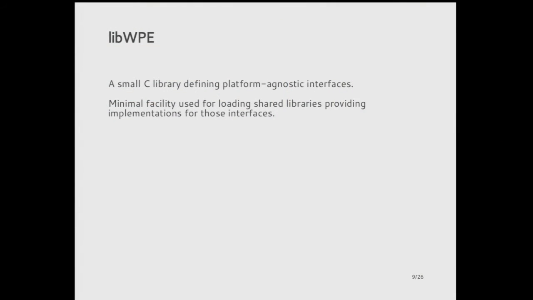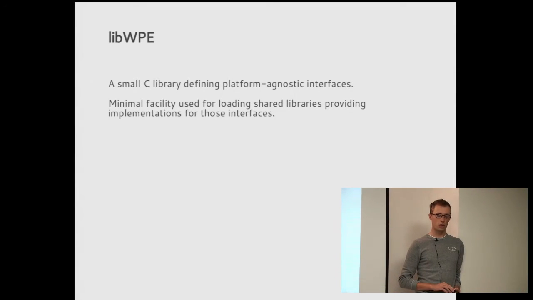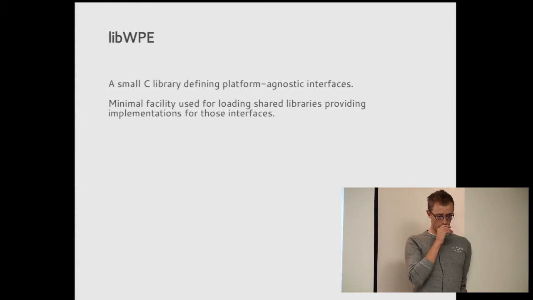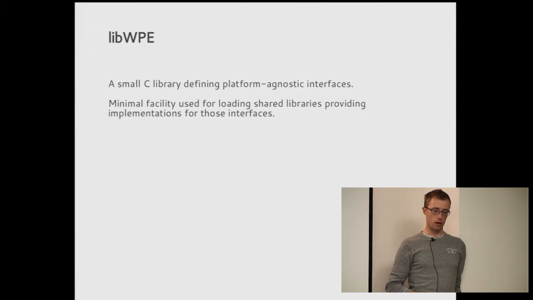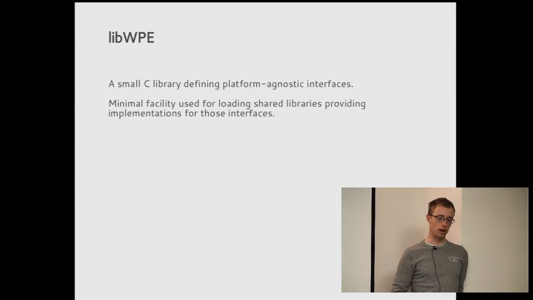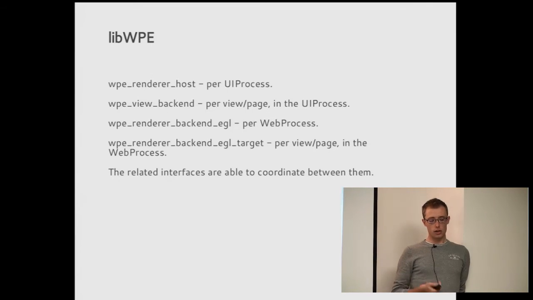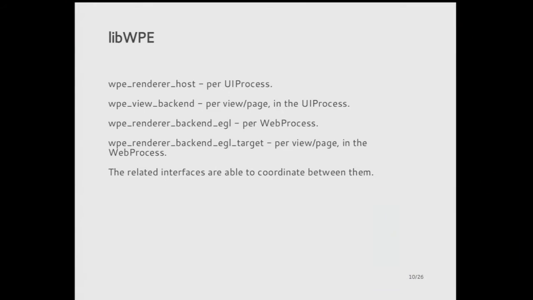So the port essentially depends on this libwpe helper library. It is a small library written in C that defines these various interfaces, which are then used by the WPE port in WebKit. It's essentially just interface definitions in header files that are then included from WebKit. And there's also a minimal facility for loading shared libraries that actually implement those interfaces used by WebKit. So these are the four basic interfaces that are used for rendering in the web process and sharing the graphical output with the UI process, and then there are interfaces that display that output in the UI process.